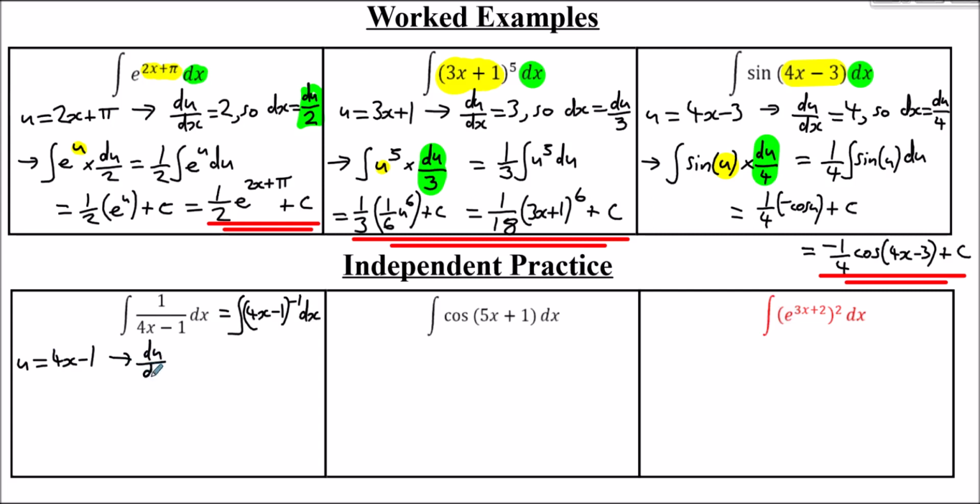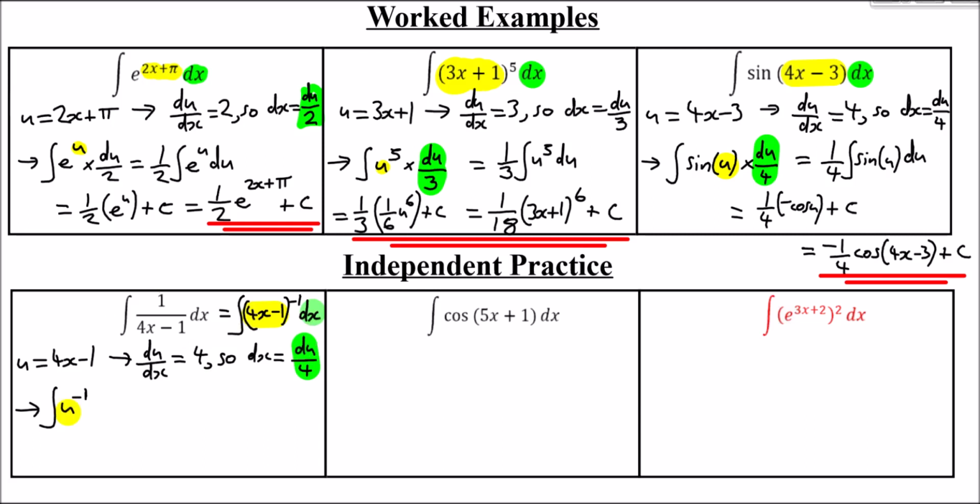So then we take du by dx, differentiate 4x minus 1, that just gives us 4, and so dx will be du divided by 4. So putting these in, this integral here, we switch the 4x minus 1 with u, so it now becomes u to the minus 1 with respect to dx, but dx is the same as du over 4.